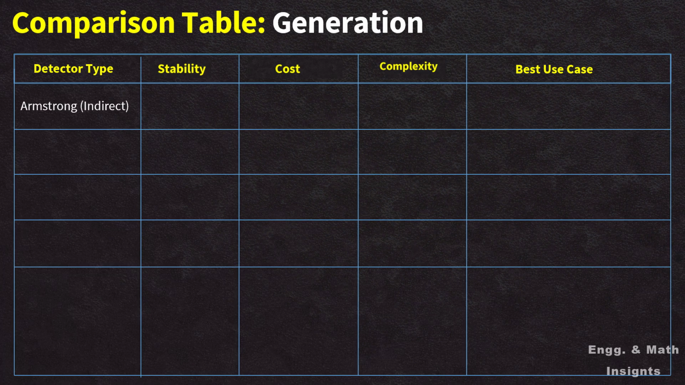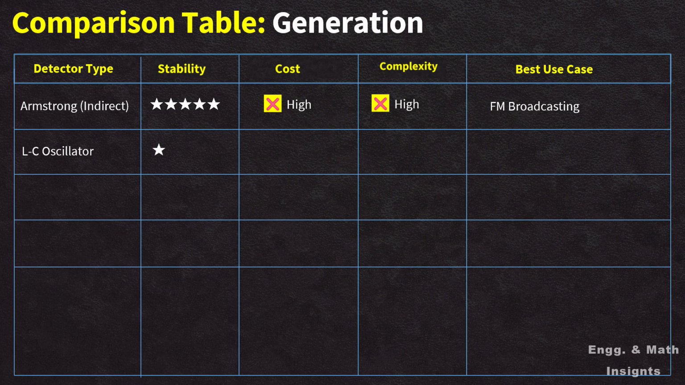It has very good stability. It has a very high cost, very high complexity, and it is used for FM broadcasting. Next is the LC oscillator generation method, which has very low stability, and it also has very low cost and complexity. It is used for educational and basic systems.